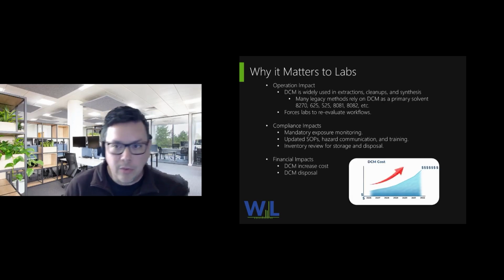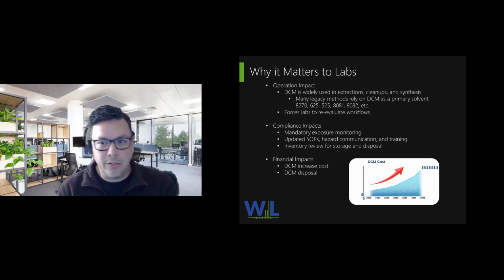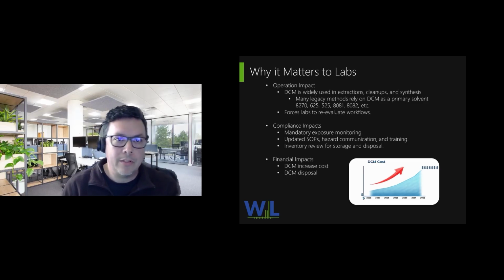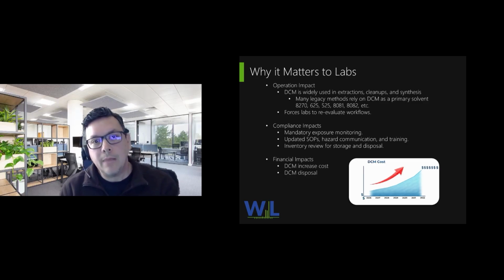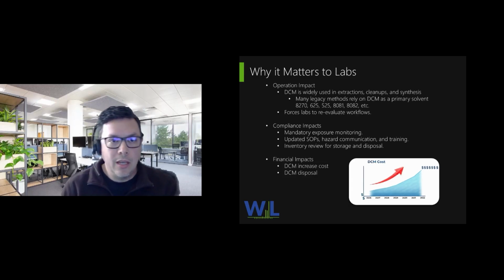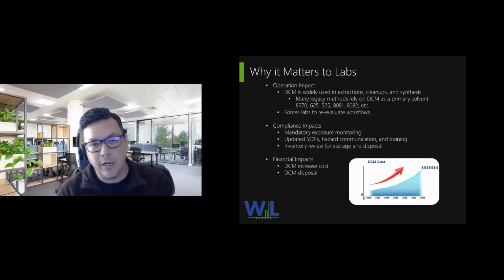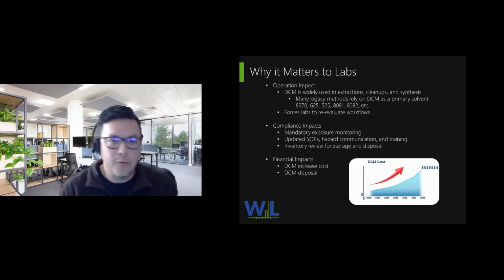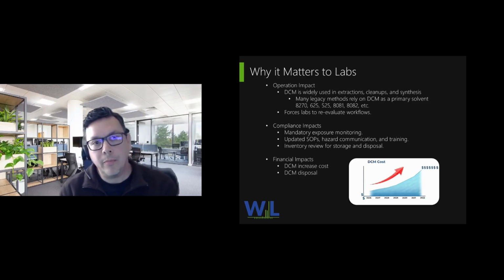So why does that matter to our lab? Why is that of concern? One, it's going to impact our operations. A lot of the methods use DCM as a primary solvent. A lot of legacy methods like 8270 and 525 use DCM as a primary solvent. So it's going to force labs to reevaluate our workflows and our DCM usage. It's also going to impact compliance. There's going to be mandatory exposure monitoring. It's going to lower the exposure limit from 25 to 2 ppm over an 8-hour period.